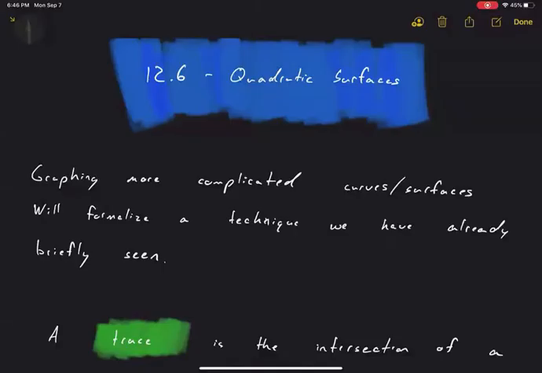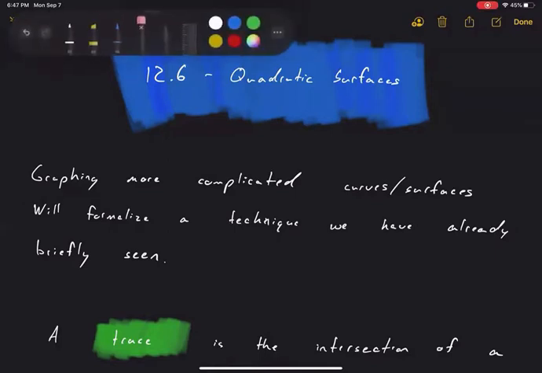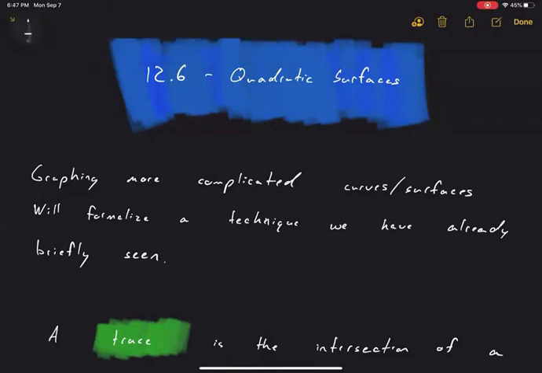Hello, everyone. We are going to wrap up chapter 12 today with some graphing. It's going to be slightly more complicated graphing than we've seen before, but it's still pretty basic, and there's not a lot of material in this section, really just one trick, and that's going to allow us to graph just a bunch of stuff in R3.